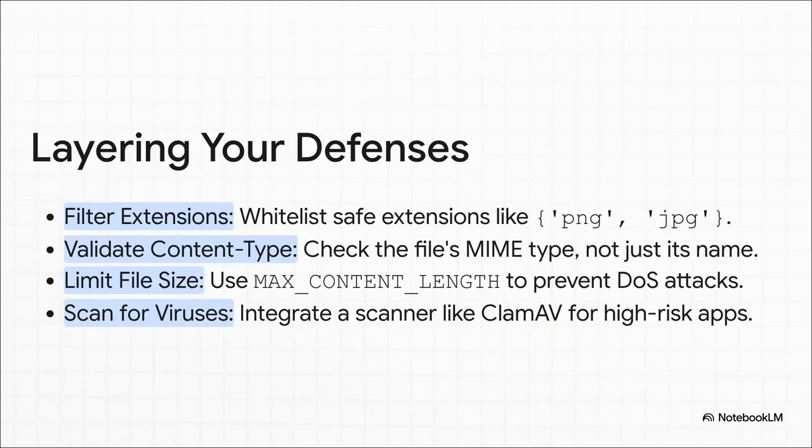But, one function is never enough. Real security is all about layers, like a castle with multiple walls. So after sanitizing the file name, you should absolutely have a whitelist of extensions you allow, only things like JPEG or PDF. Then you've got to check the file's actual contents, its MIME type, because anyone can rename a virus to mycutecat.jpg. Next, you set a hard limit on file size right in your Flask config. That shuts down those storage exhaustion attacks. And hey, if you're building a really high-risk app, you might even integrate a virus scanner. Each layer closes another potential door for attackers.